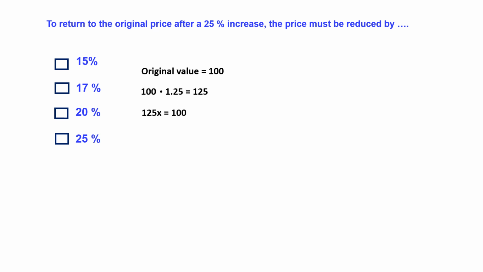Now we want to change 125 to the original value, that is 100. We write an equation, 125x equal 100. We divide both sides by 125, we get 0.8, that is 80%. So the price has to be decreased by 20%.